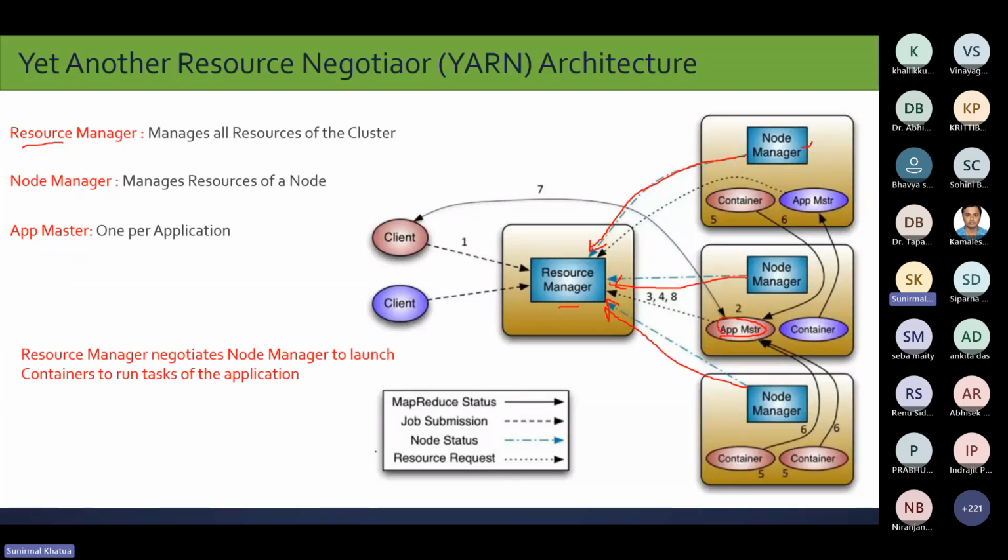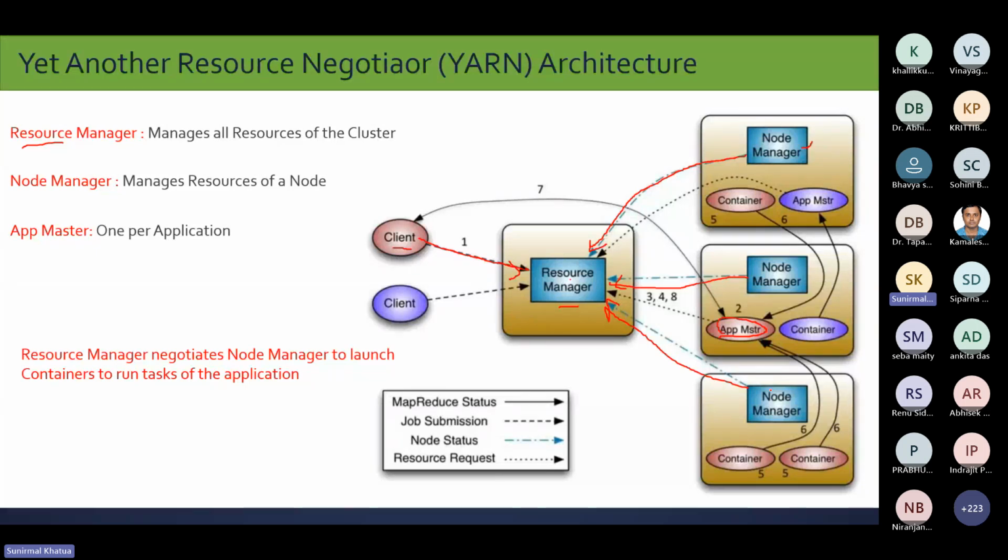And the second thing it does: once the client sends a job to the resource manager, here the client can be a MapReduce job, or it can be something else. If it is MapReduce, the client will send a MapReduce job to the resource manager. Now the resource manager, based on the information from the node manager, negotiates. Negotiate means how much resource can be provided by a particular node, in handshaking with the node manager. That's why the name is resource negotiator.